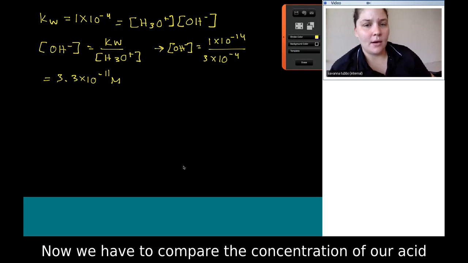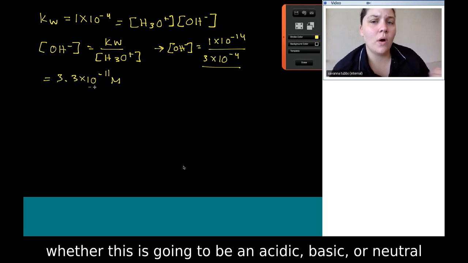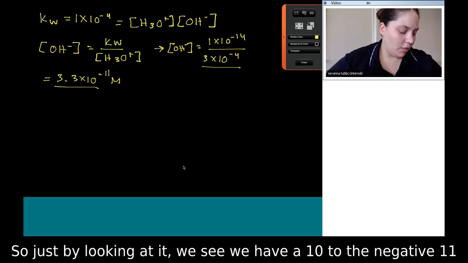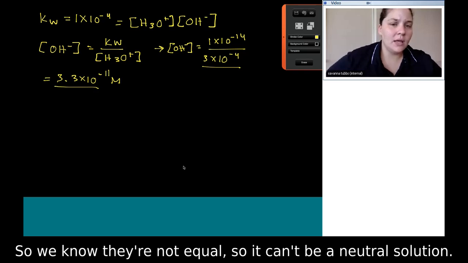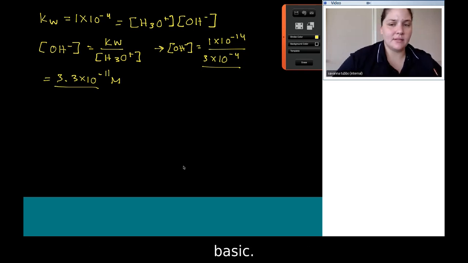Now we have to compare the concentration of our acid to the concentration of our base to determine whether this is going to be an acidic, basic, or neutral solution. So just by looking at it, we see we have a 10 to the negative 11 and a 10 to the negative 4. So we know they're not equal, so it can't be a neutral solution. Now we're just trying to determine, is it acidic or is it basic?